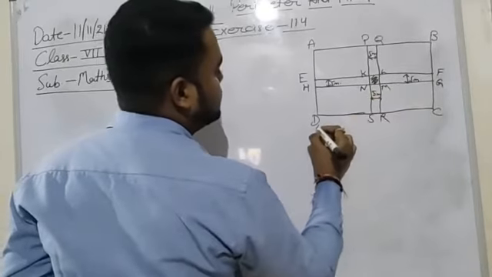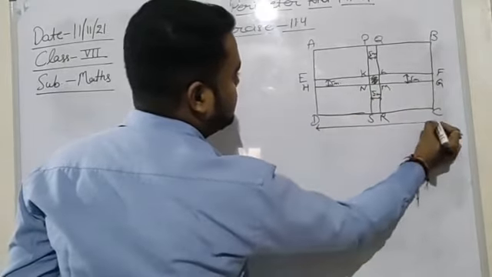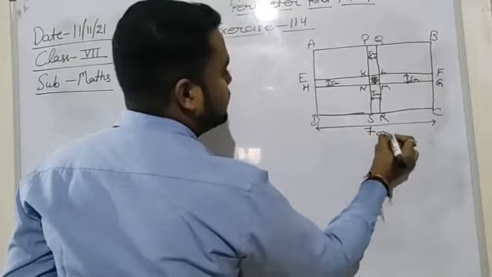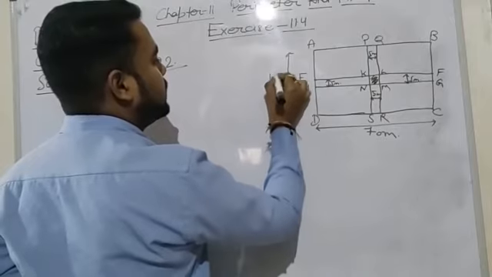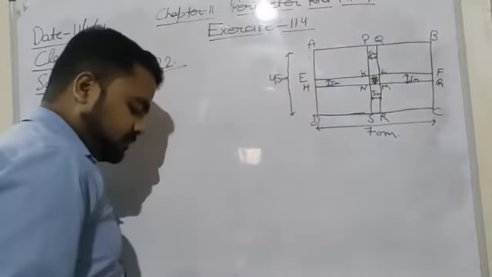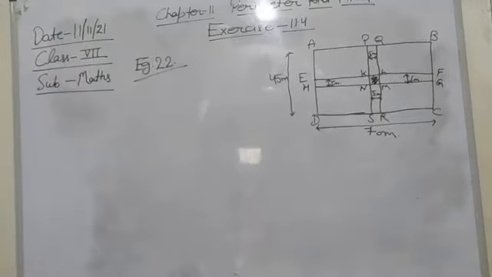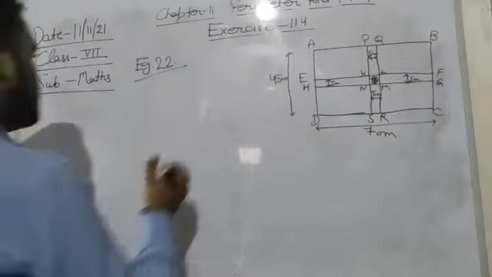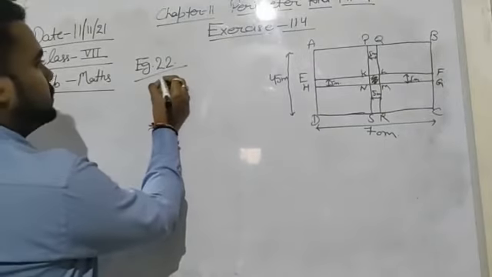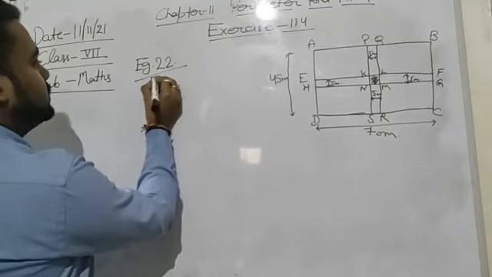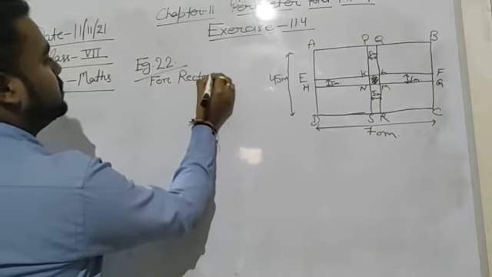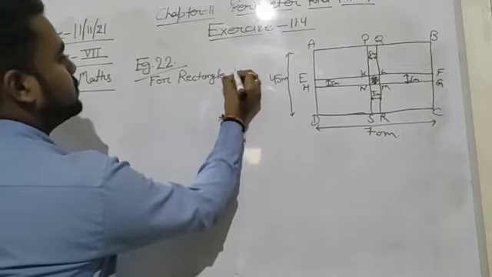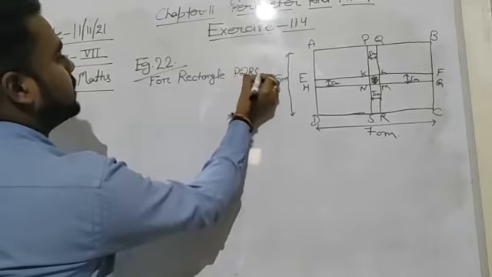And what is the length of this rectangular field? It is 70 meter, and the width of this rectangular field is 45 meter. Okay. So first write down all the data, all the information given here, for rectangle PQRS.